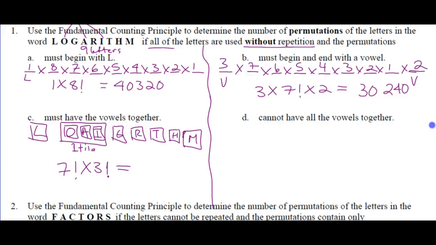Okay? So we have 7 objects to arrange. One of those objects is a tile containing OAI. So for each one of those 7 factorial arrangements, it could be OAI, OIA, IAO, and so on. There are 6 ways to arrange those, and that is also 30,240. Now that brings up some interesting things.